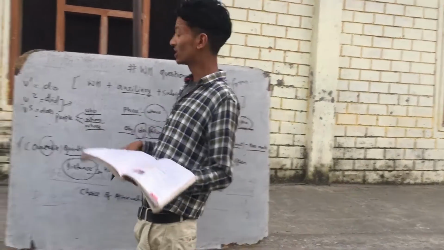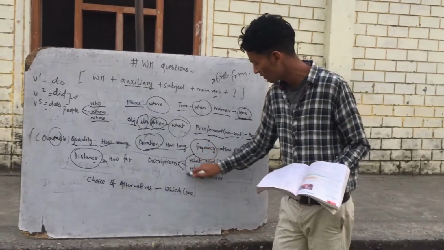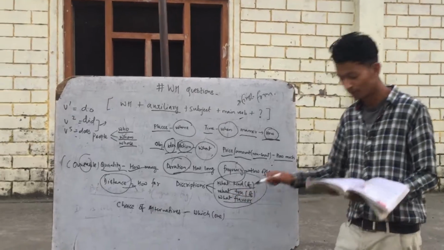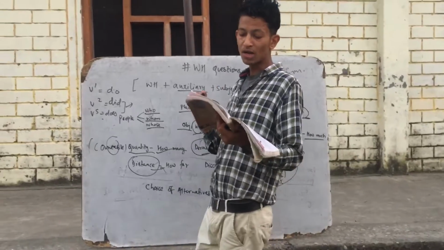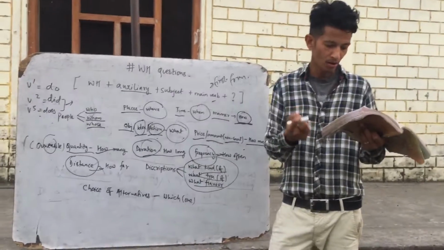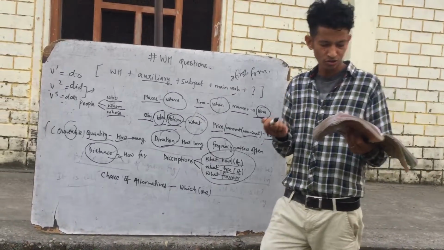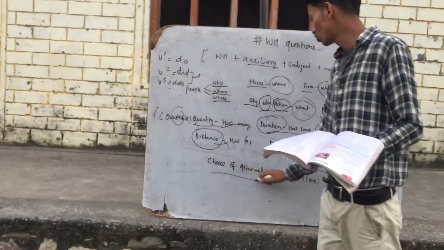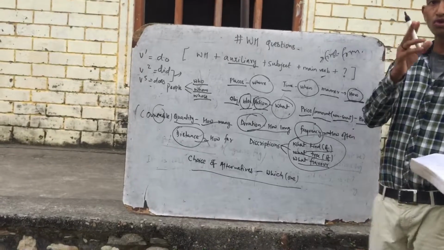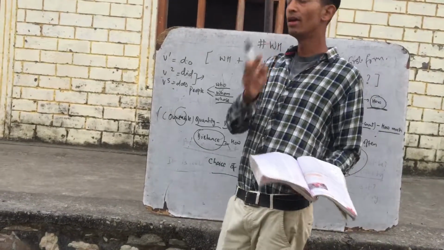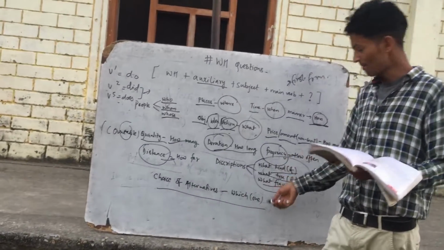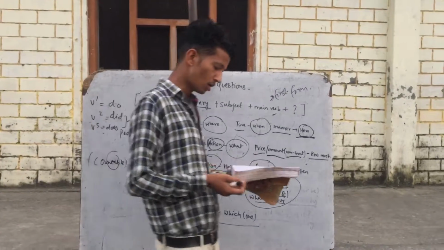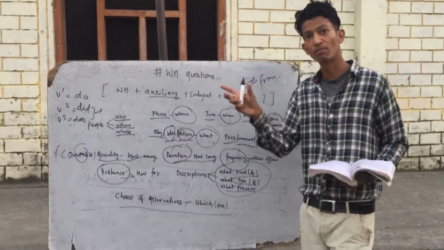Next one says description. If we want to know about a description of anything, then we use what kind of, what type of, and what flavor. For example, what kind of dress does he wear? Or what type of film do you like to watch? Or what flavor of ice cream do you like? And the last one is choice of alternative. If you have two choices wherein you need to choose one, then we use which or which one. For example, which book do you want to read? Or which one did he buy? We are talking about the dress.